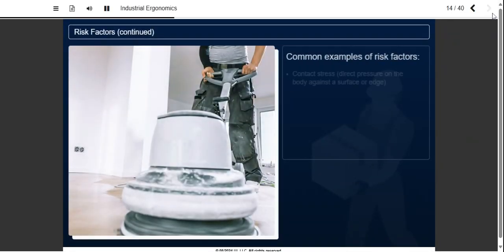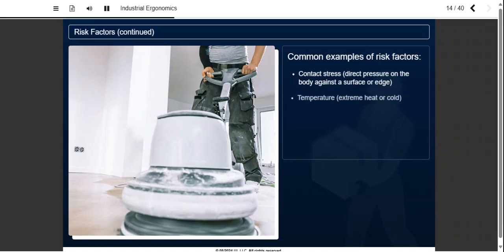Contact stress is when you put pressure on a part of your body, such as pressing a leg against a surface or edge. Heat can cause muscle cramps, dehydration, and can make you forcefully grip surfaces that are slippery due to sweat. Cold can reduce the feeling and blood flow in your extremities. Vibrating equipment like grinders or saws can restrict your blood supply, especially in your hands and fingers.